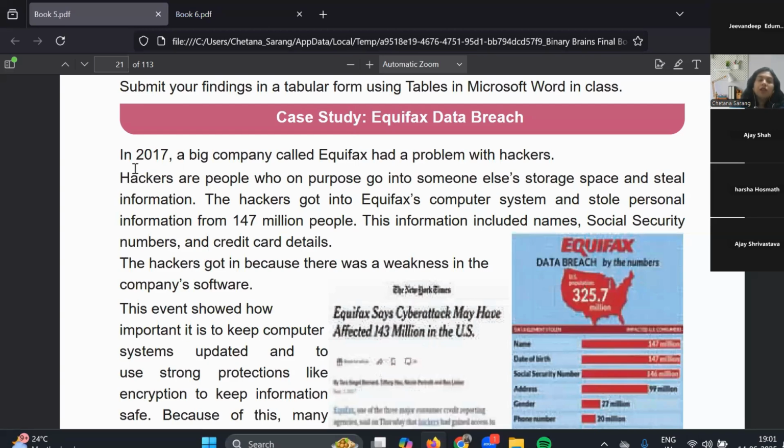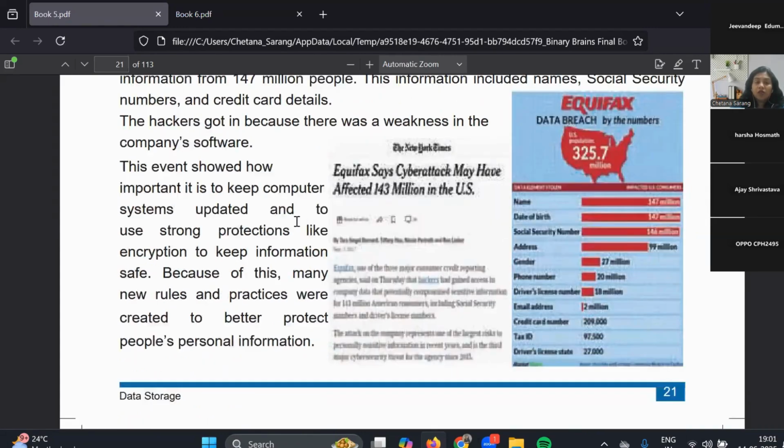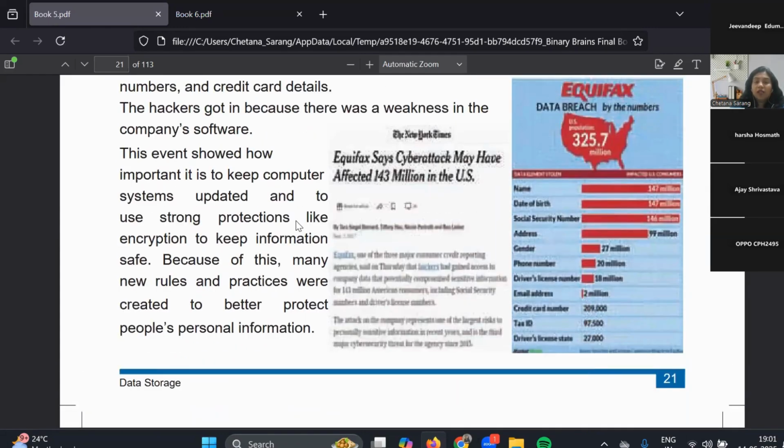From fifth grade, we have given real life cases where some mishaps have happened. Like in 2017, a US based company, Equifax, was hacked and their entire storage space was breached. They stole personal information of 147 million people. Social security was at risk, credit card details, numbers, everything. Just because they had a loophole in their cloud storage. So this is an example which will make them think twice when they are using storage devices.